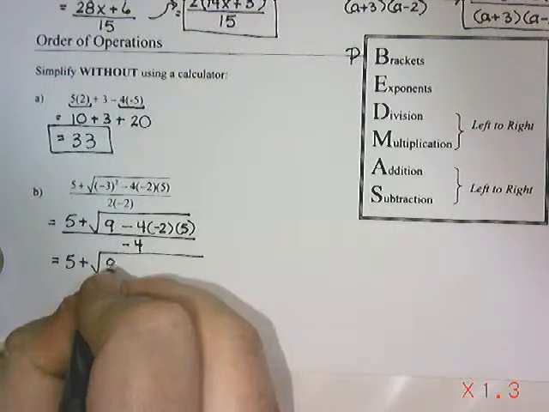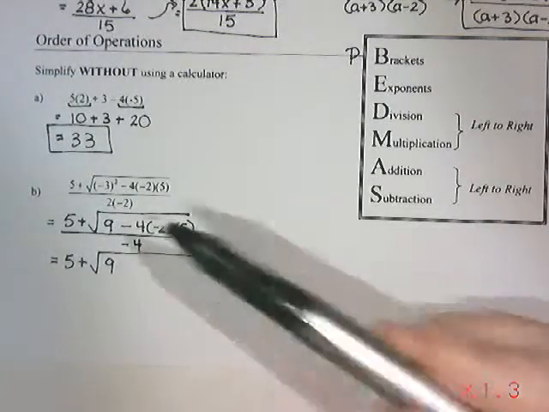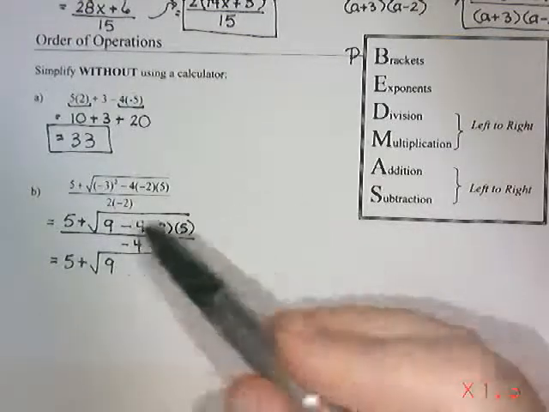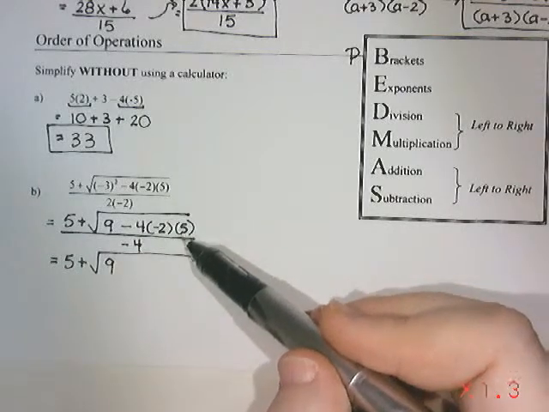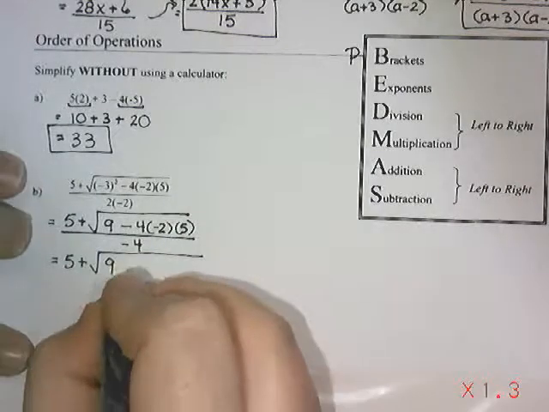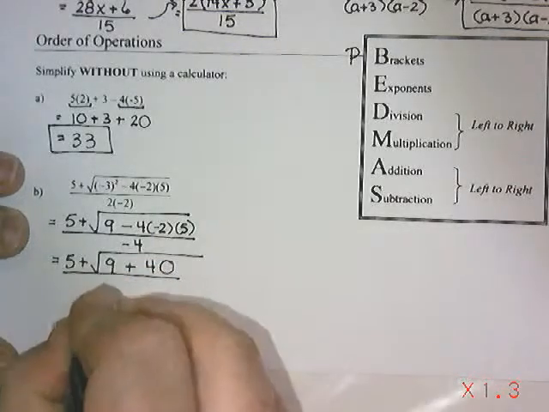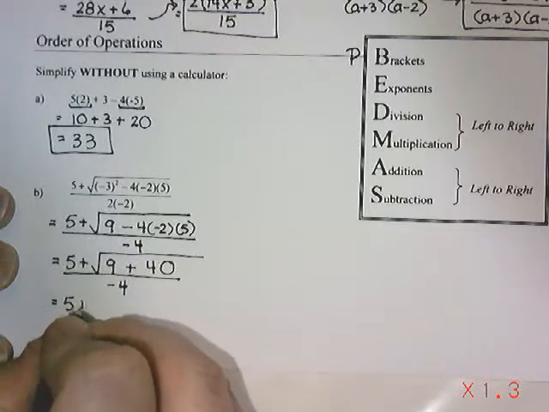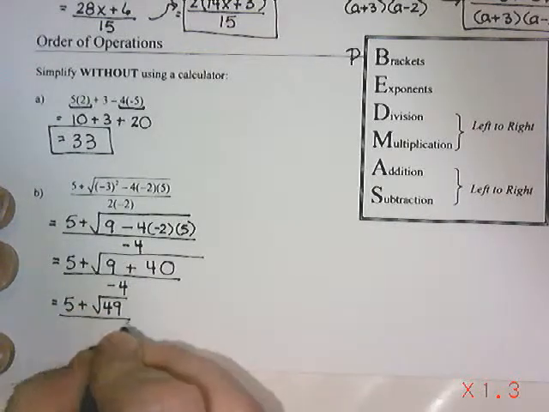So I have 9. Now we could do this in 2 steps. We could do negative 4 times negative 2, take that answer, times it by 5, or we could just do it all in one. So negative 4 times negative 2 is positive 8, times 5 is positive 40. I'm going to add them together, and I get 49. Now if you can do that in less steps, you go for it.